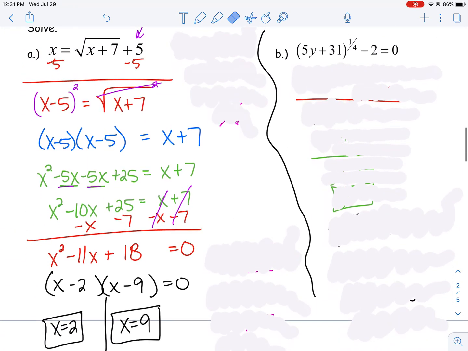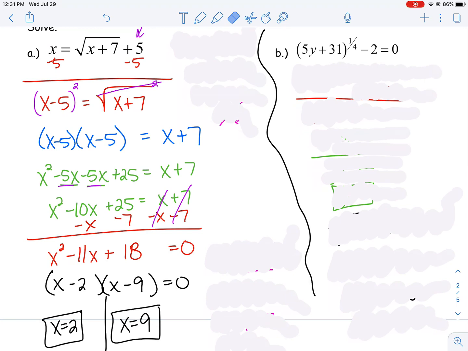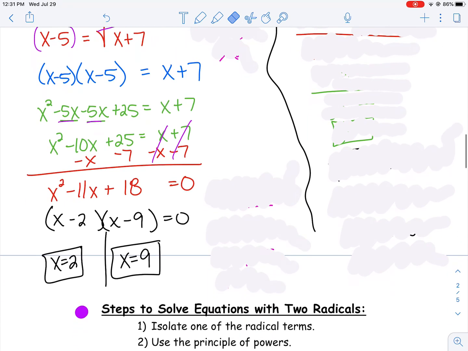That was a lot of steps, so be careful. Again, we isolated the radical, got the radical by itself. We squared both sides to get rid of the radical, but that meant we needed to FOIL that left side. We combined all of our like terms. We moved everything to the same side so that we can factor in order to solve for x.